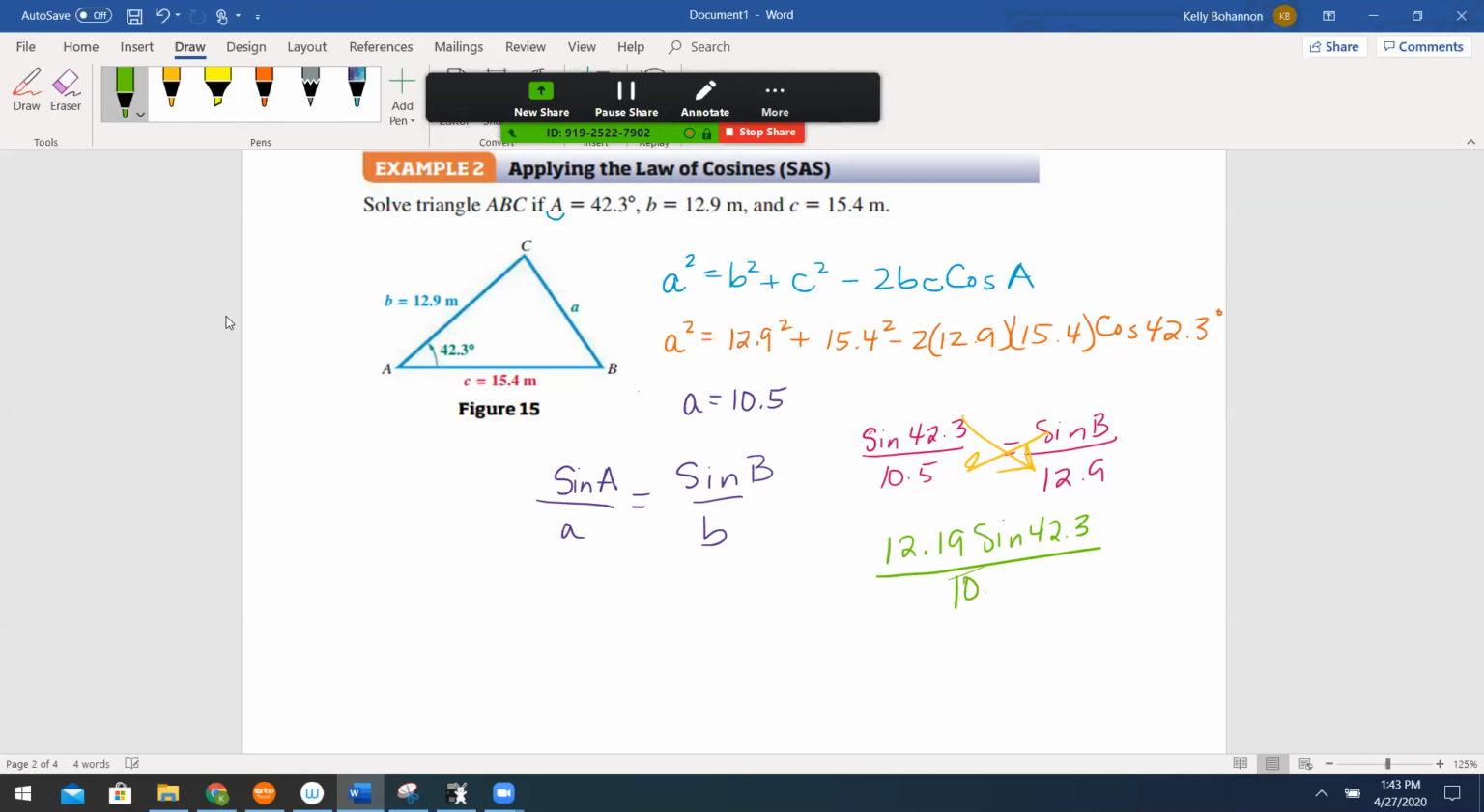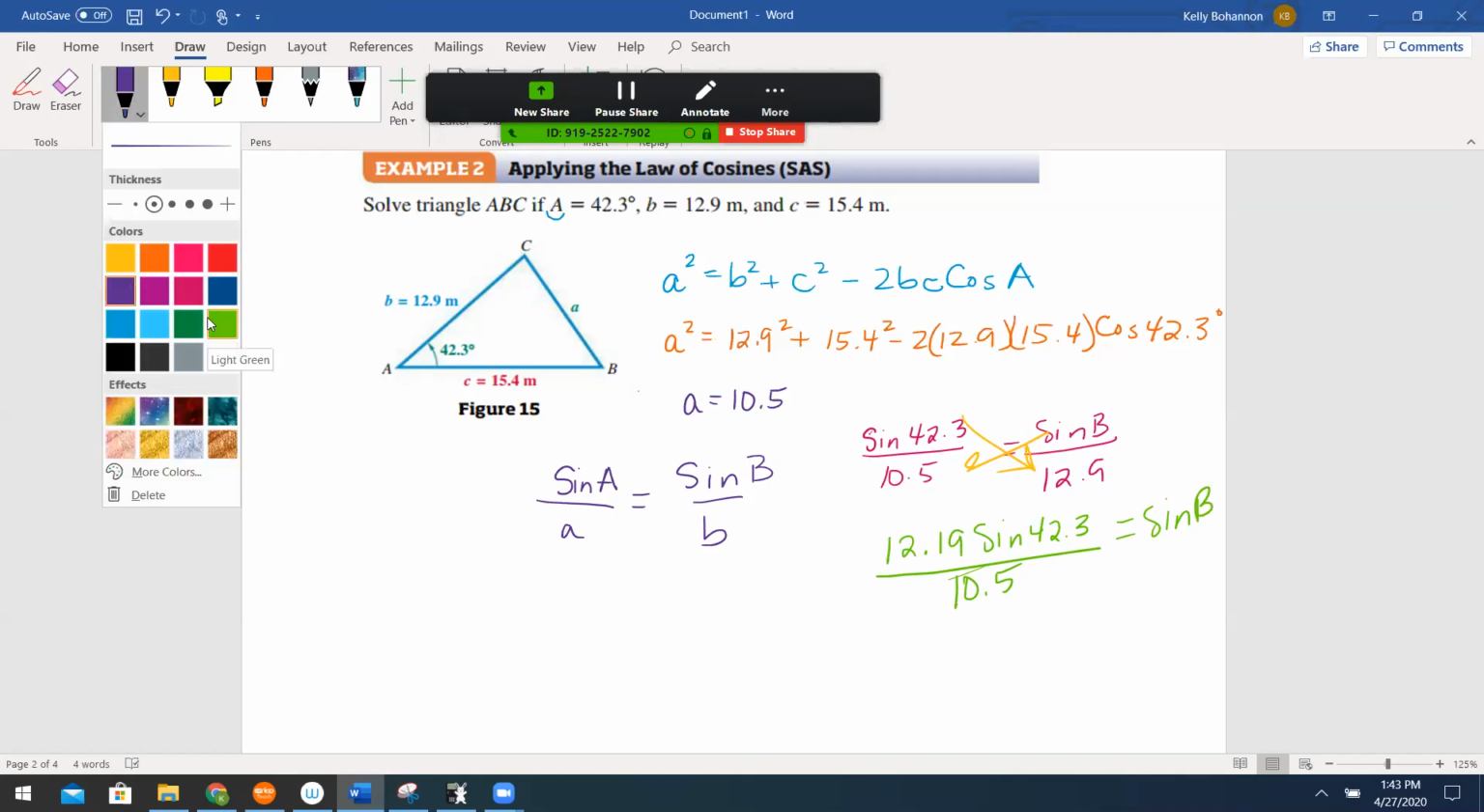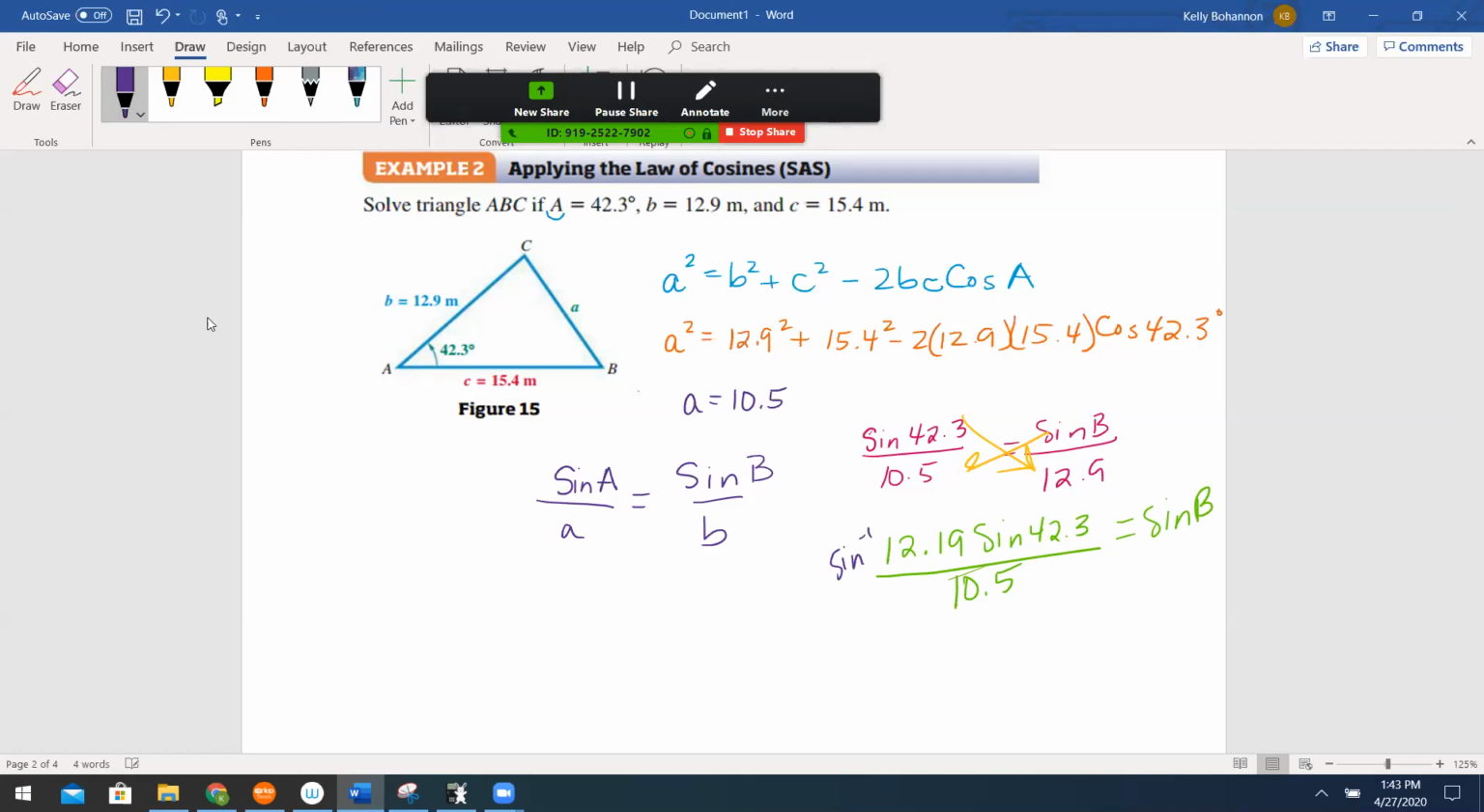So I can just do the divided by 10.5 part, sine B, which means I'm going to have to arc sine on both sides. So arc sine all of this, and that's going to give me angle B. So that's what I'm going to plug in the calculator.